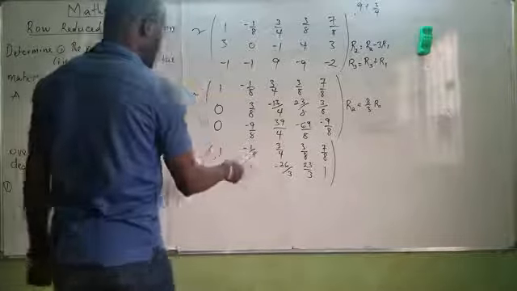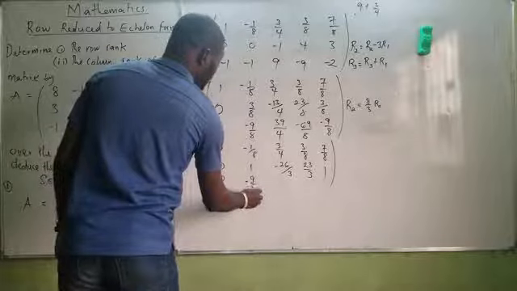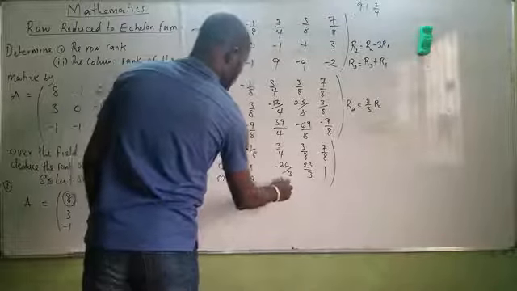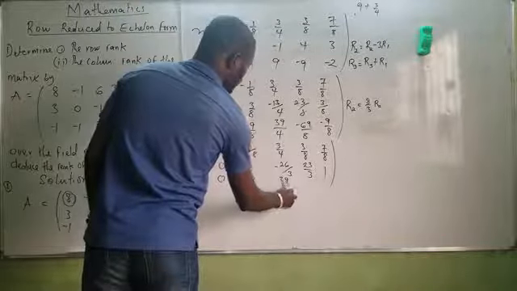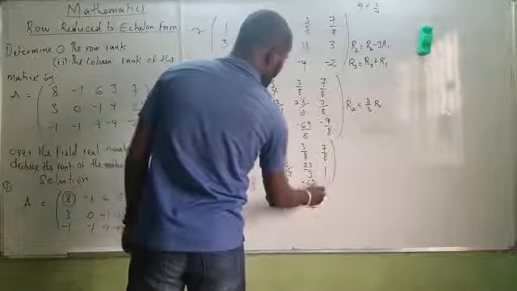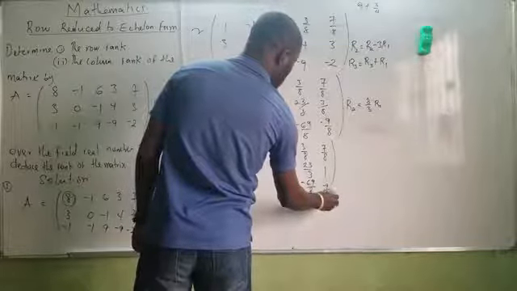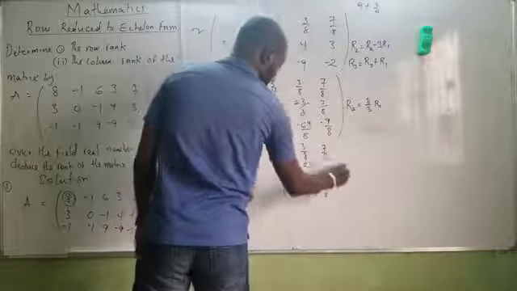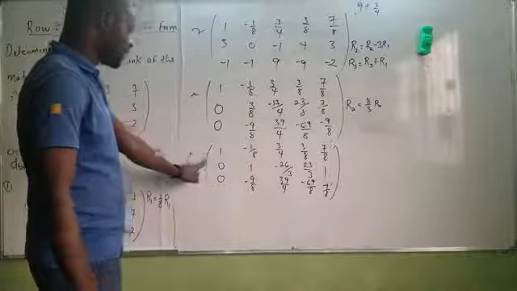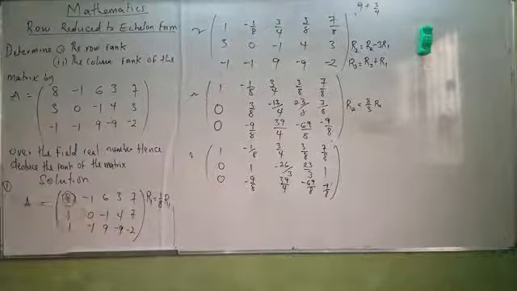Now, I can proceed by having a 0, minus 9 all over 8, 39 all over 4, minus 63, minus 69 all over 8, and minus 9 all over 8. Now, by so doing that, I think this is in echelon form. Remain this one. Now, how do I go about this one?